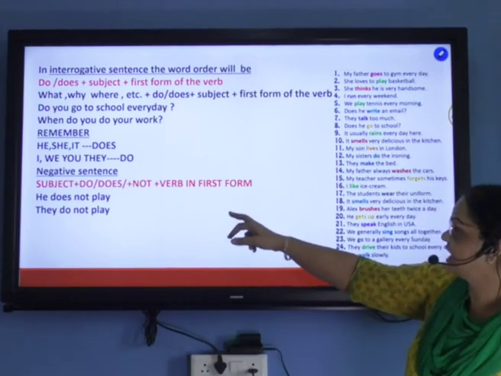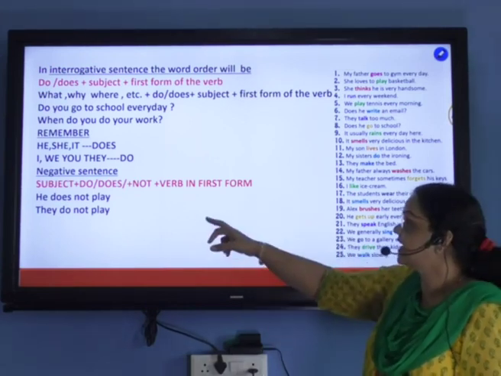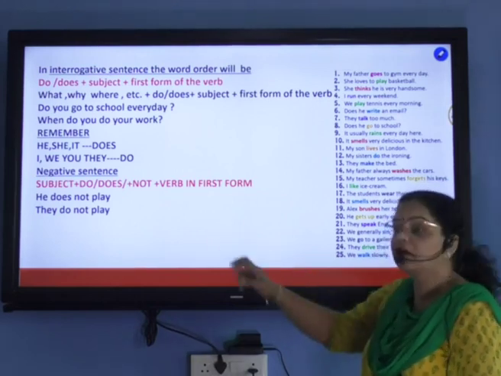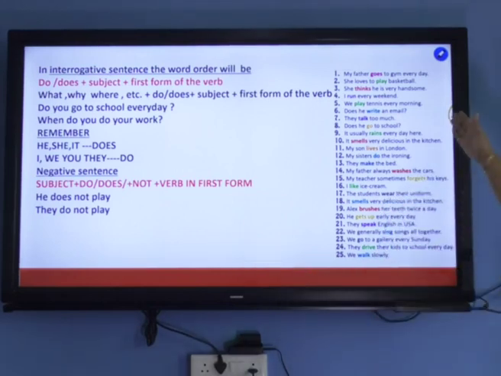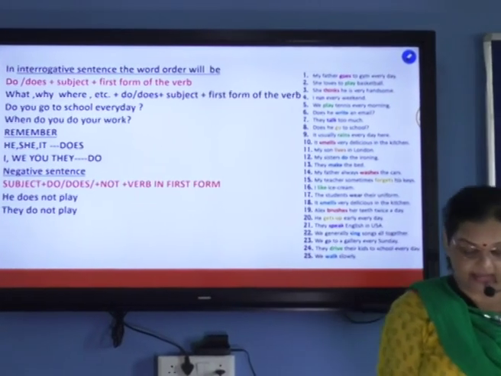Then negative: subject plus do, does plus not plus verb in first form. He does not play. They do not play. So here there are lots of sentences which you can read and practice. Please read these sentences again and again.